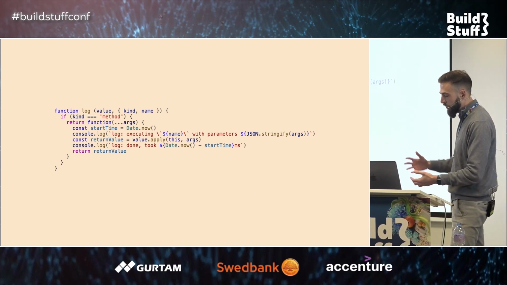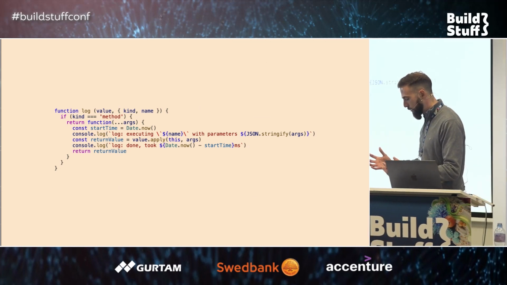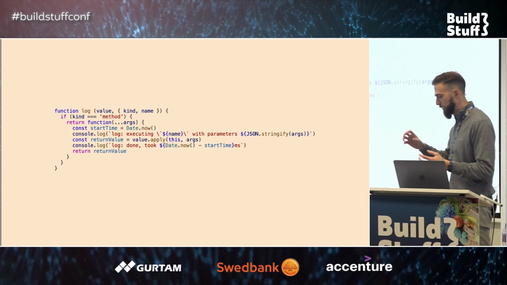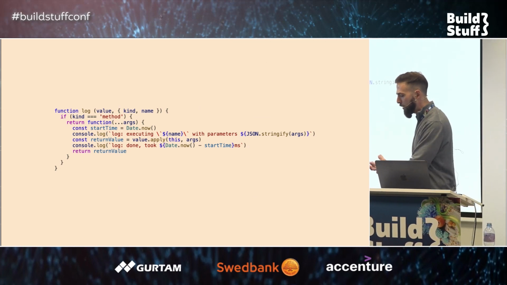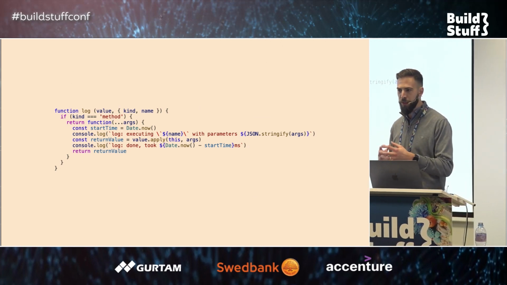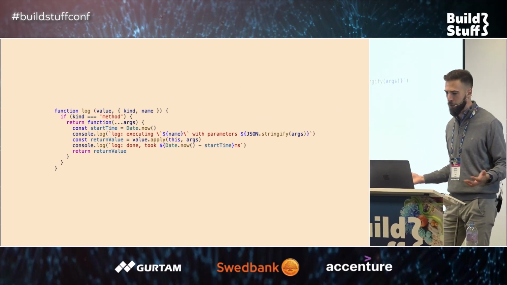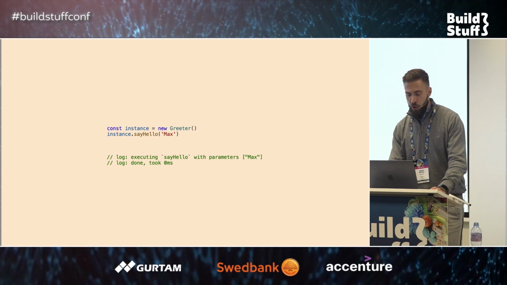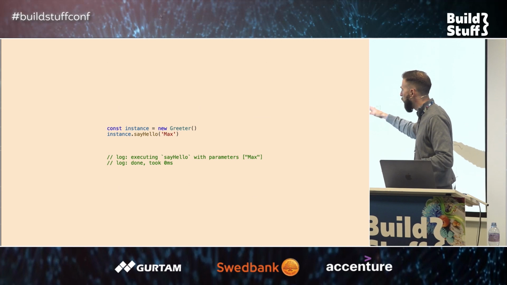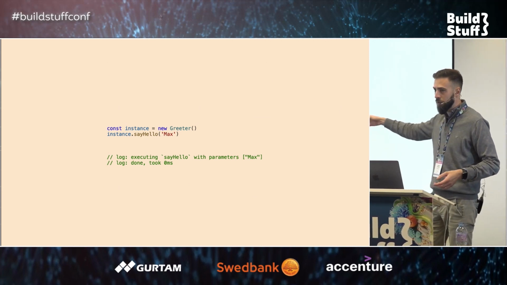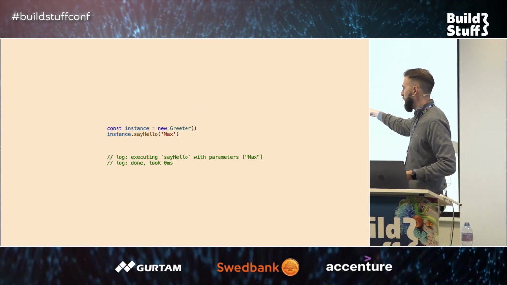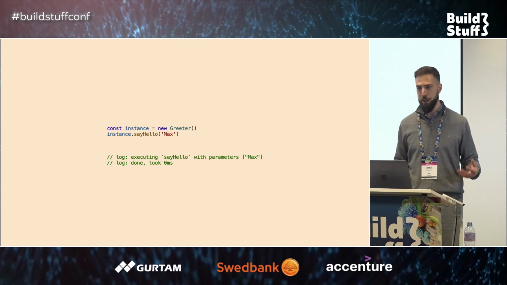So as you can see, we are replacing the whole method basically, but the semantics stay the same. It still takes the same amount of parameters, and for the developer, it doesn't really make a difference if it was decorated or not. And so if we use this now, we say instance.sayHello Max, then we will get the log. It says executing sayHello with parameters Max, and then it says done, took 0 milliseconds. Very, very efficient method.